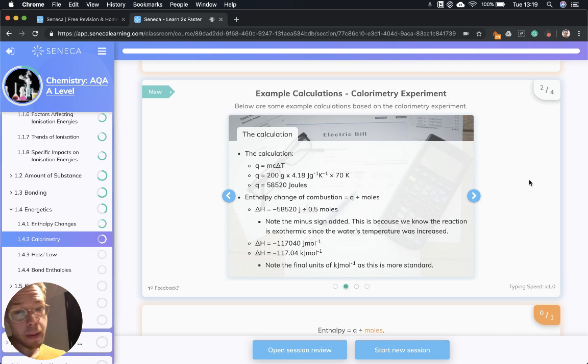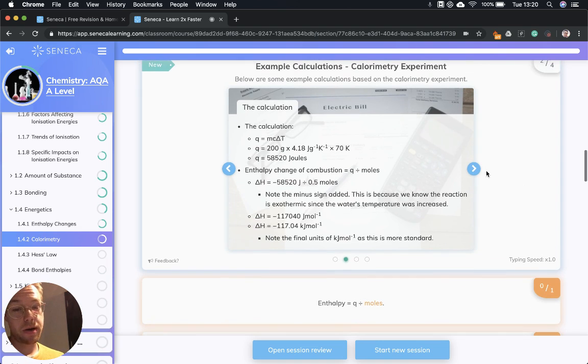Now, if you remember, we've got to divide by the amount of moles. So that was 0.5, which will give us 117,040 joules per mole. Now, we have to decide whether we put a minus sign or a plus sign. If you remember, the temperature went up, that means it's exothermic, and if it's exothermic, we put a negative sign. Now, to get the final answer, 117,040 is quite a big number, so we're going to convert that joules per mole into kilojoules per mole, and that will give us minus 117 kilojoules per mole.